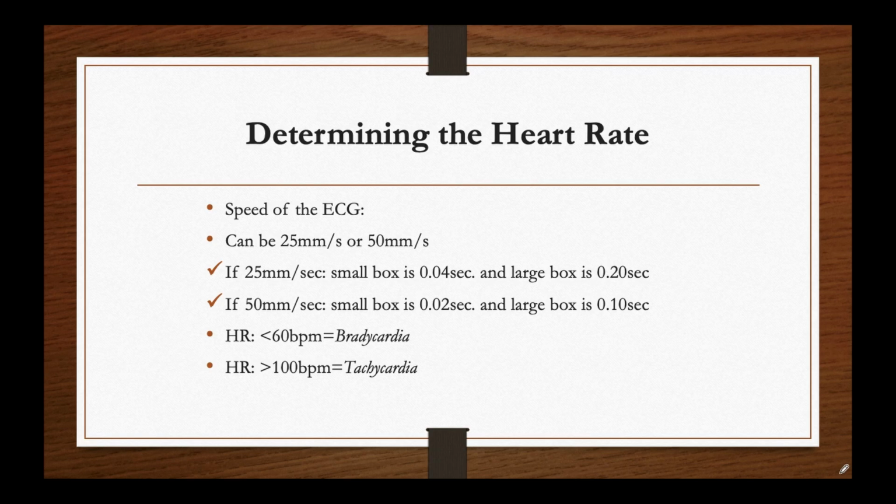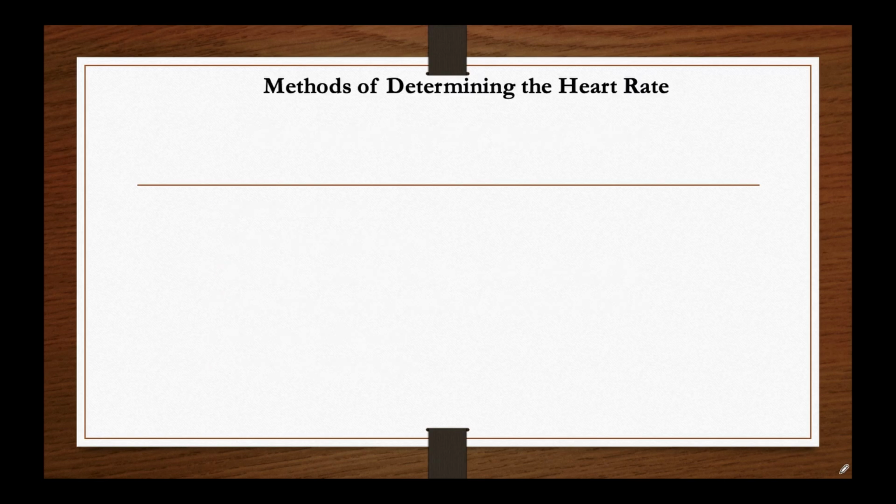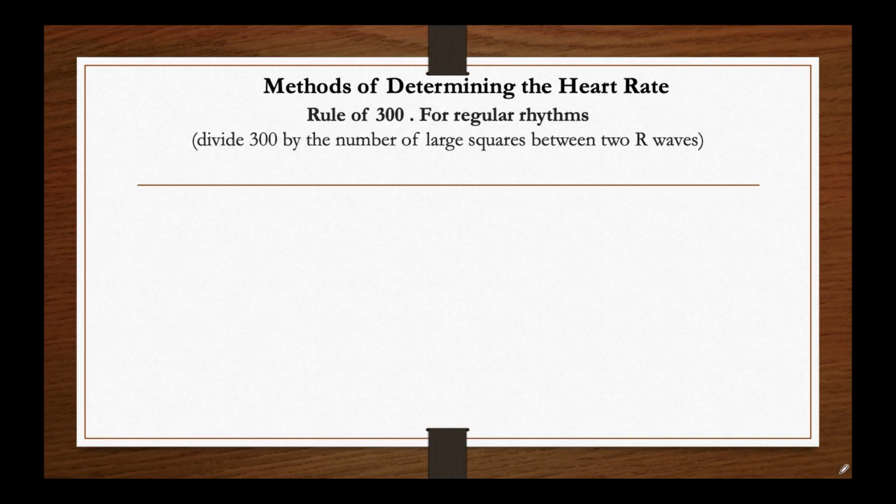Now, we must also know that the heart rate may either be slow or fast. A heart rate less than 60 beats per minute is referred to as bradycardia, and a heart rate more than 100 beats per minute is referred to as tachycardia. So, which are the methods that we use in determining the heart rate? The first one we are going to talk about is the 300 rule, or the rule of 300. We usually use this when the rhythm is regular. We easily divide 300 by the number of large squares between two R waves.